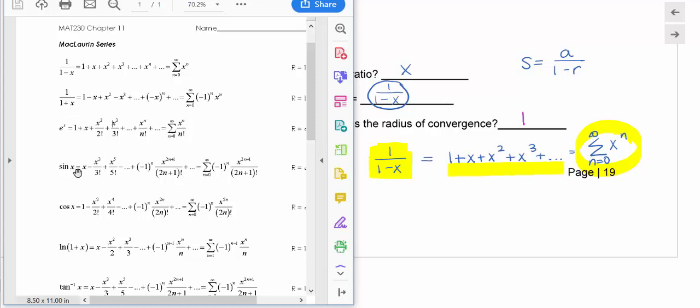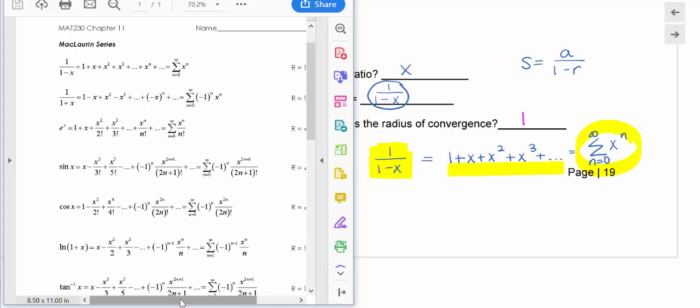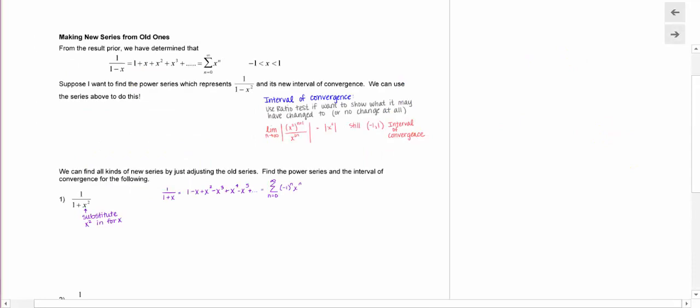E to the x, sine of x, cosine of x, natural log, inverse tangent, etc. So we have these power series that we can then be using, as well as their radius of convergence off to the right. Again, if you're in my course, I'll make that available to you. If not, it's probably in your textbook, or you can Google it. I'm sure there's some online.